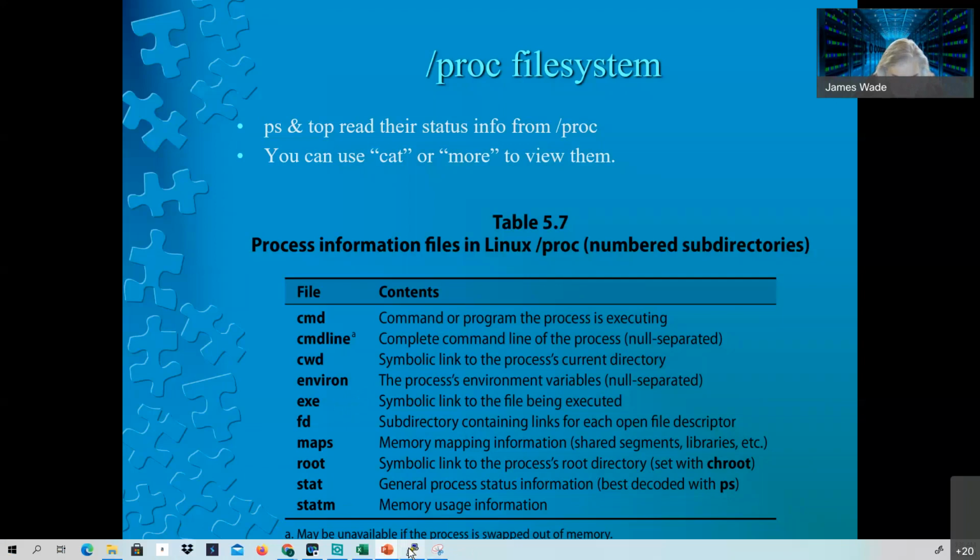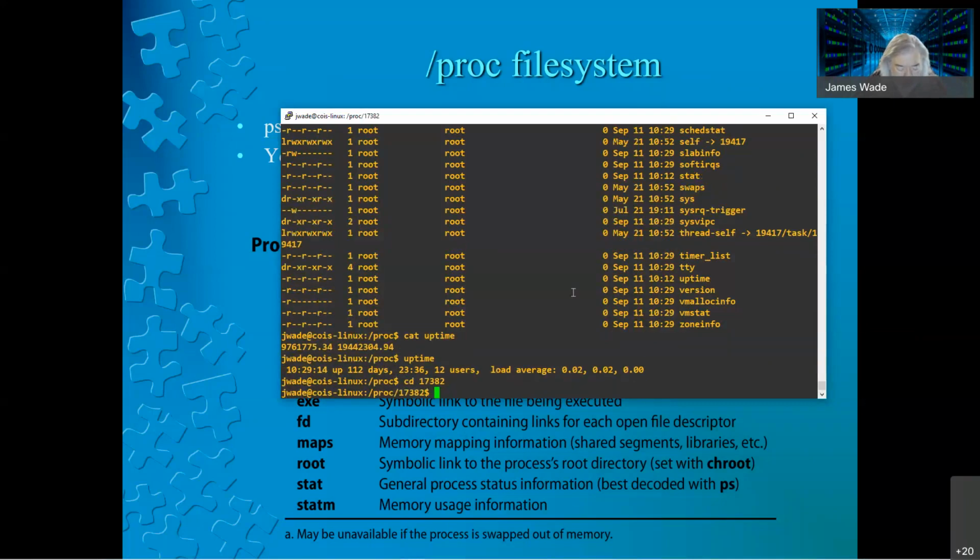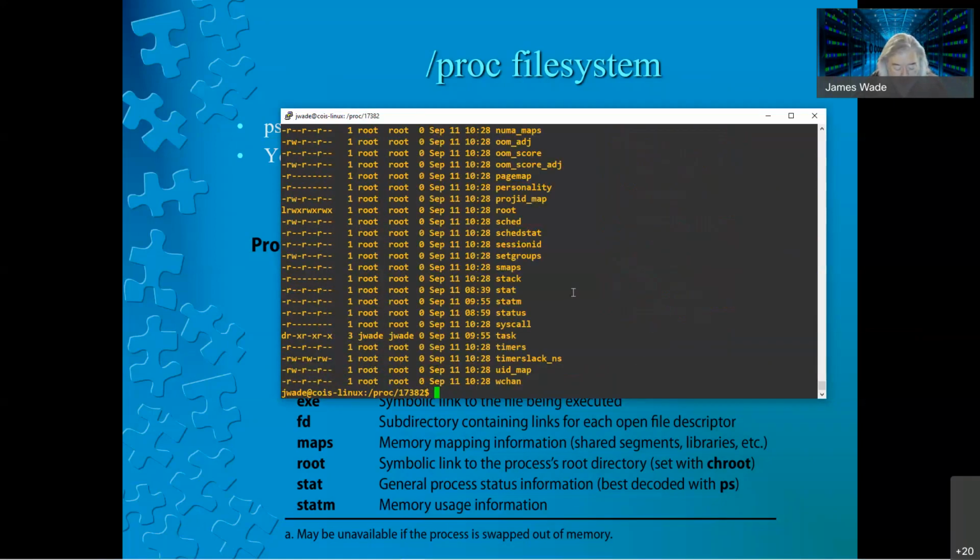Oh, let's go look at that. Let's see. I'm using up arrow. There we go. To get back to my directory. I didn't remember what it was. Let's see. Stat M. Let's go cat stat M. There we go. It tells me a whole lot of information. Okay. The kernel knows that information to basically do my memory usage.